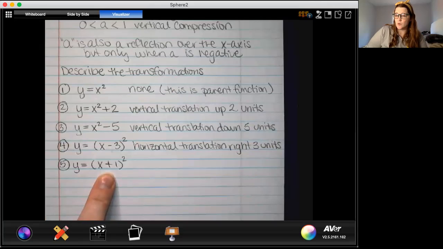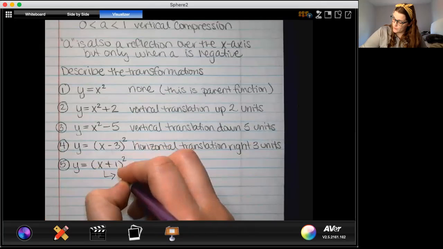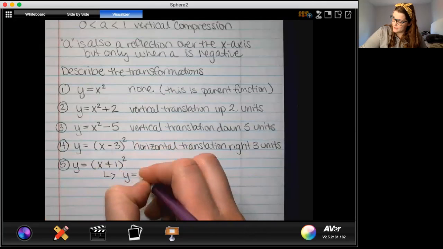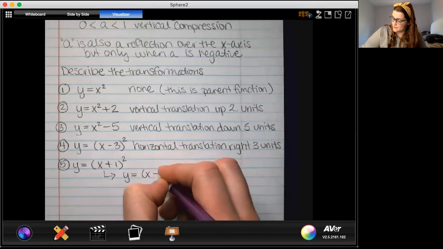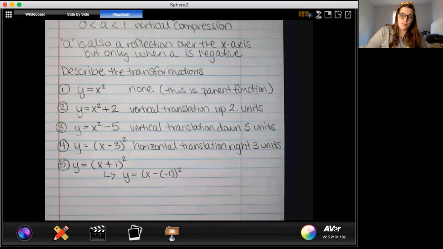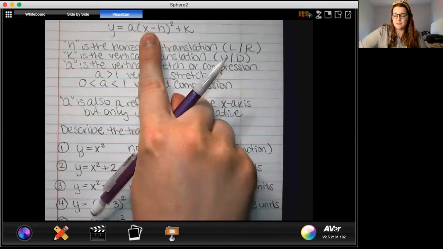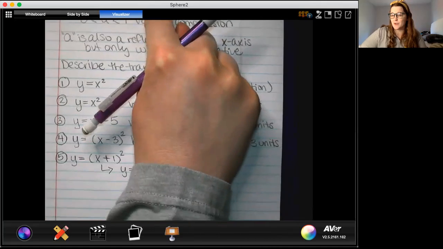Remember, the original equation is minus. So in reality, this equation originally should have been y equals x minus a -1 quantity squared, because when we do a double negative, it becomes positive. But again, because the original equation is minus, that's why this happens. And that's why it's so confusing.